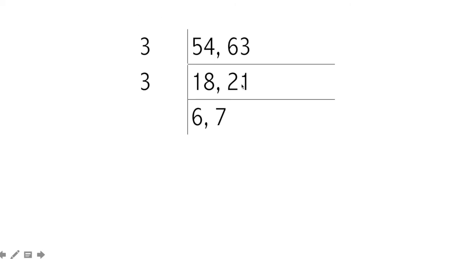Once again, we repeat the process. We find that the smallest common divisor here is 3. So once again, we draw another elongated L, and 18 divided by 3 is 6, and 21 divided by 3 is 7. At this point, we realize there are no common divisors, and therefore we stop the process. The HCF is the product of the values on the left. So it is 3 into 3 is 9. Therefore, 9 is the highest common factor of 54 and 63.